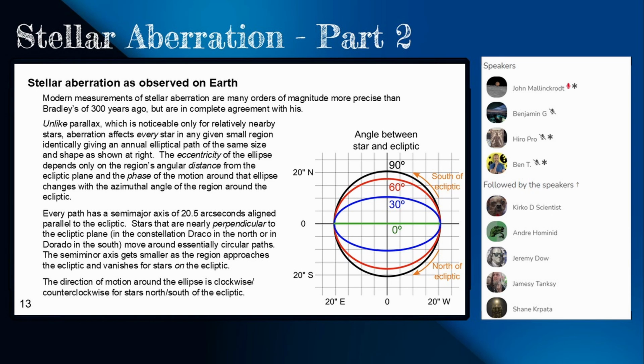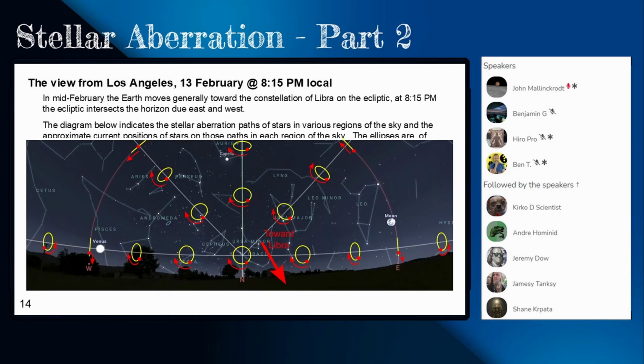So Bradley figured all of this stuff out, and it's exactly what we see for all the stars in the sky. And I have actually maybe the best. I probably should have gone to slide 15 first. Well, yeah, actually, let's just go to 15. I don't know why I didn't do that first. 15 kind of shows how this works.